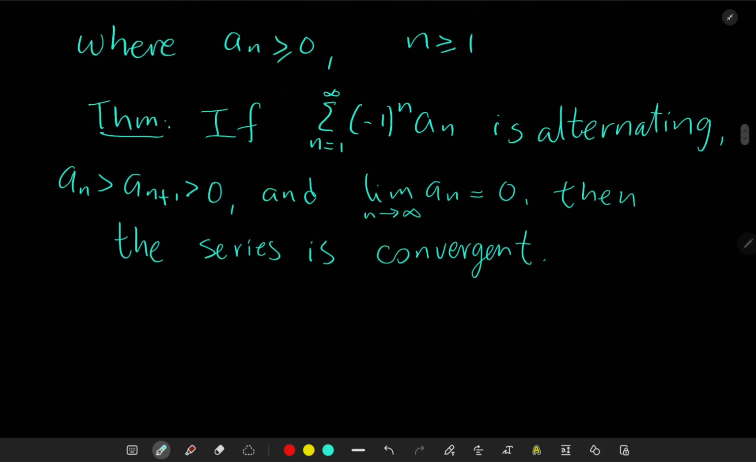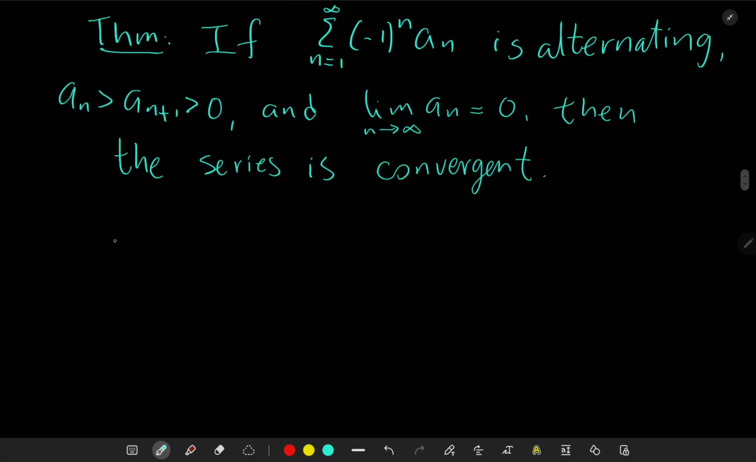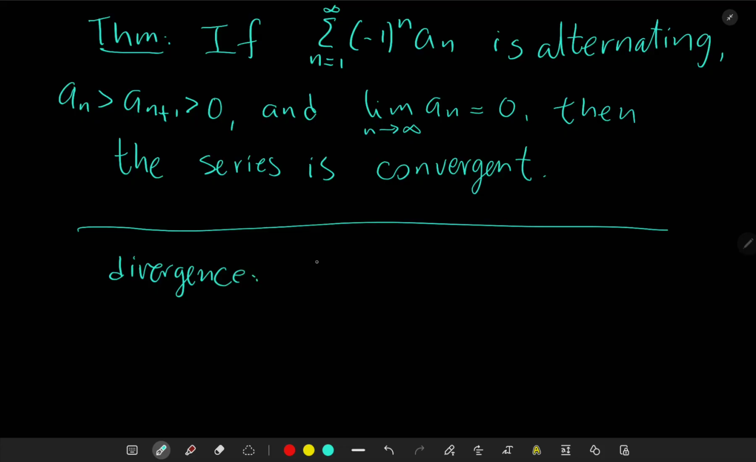So now a contrast from the divergence test. So the divergence test, if you remember, was if the limit as n goes to infinity of a sub n is not equal to 0, the series diverges. So remember that I told you that the limit being 0 does not imply convergence. Now, in the alternating series case, it is true.